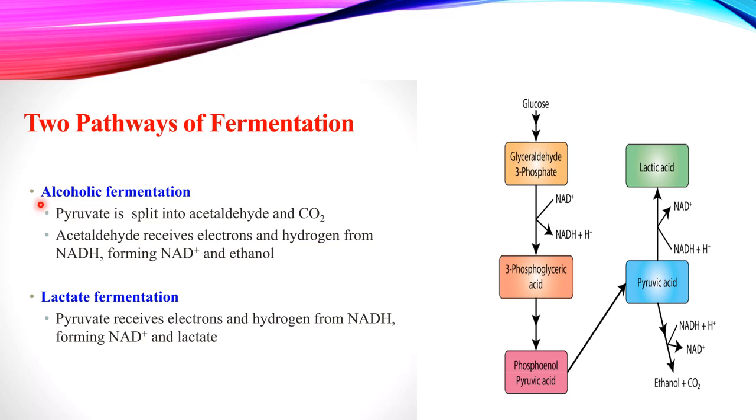In alcoholic fermentation, the pyruvate is split into acetaldehyde and carbon dioxide. Further, this acetaldehyde receives the electrons from NADH and forms ethanol, where NADH is oxidized to NAD. This NAD can again be utilized in the glycolysis cycle.